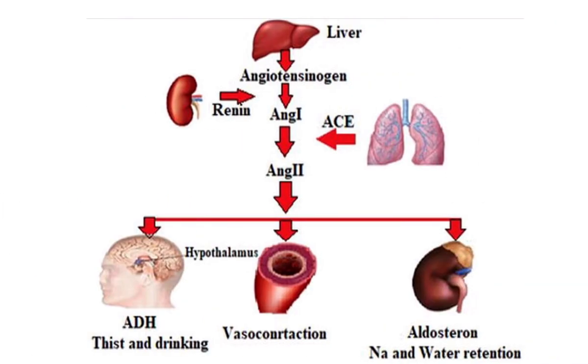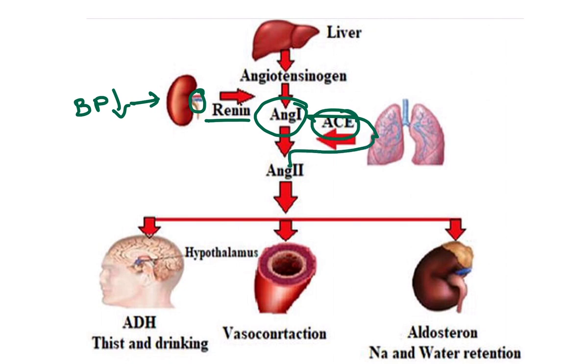And this flowchart is showing the function of renin. When blood pressure reduces, including in the blood vessels of the kidney, it secretes renin, and renin acts on angiotensinogen and converts it into angiotensin 1. Then angiotensin 1 goes to the lungs, where the angiotensin converting enzyme converts angiotensin 1 into angiotensin 2.